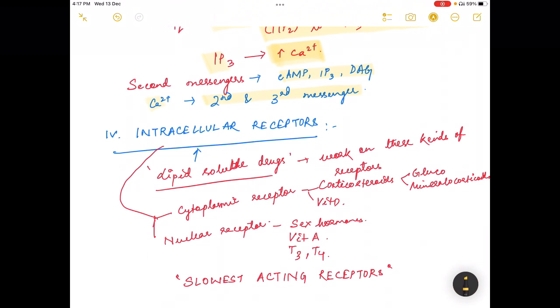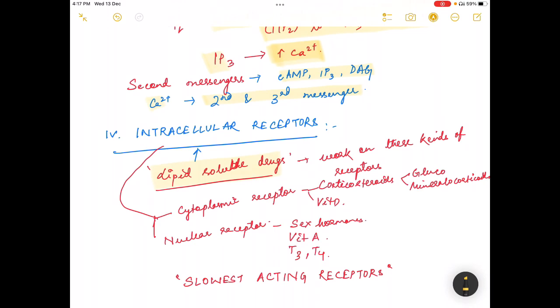The fourth category of receptors are the intracellular receptors. As the name suggests, these receptors are located inside of the cell, and for a drug to act inside the cell, the drug has to cross the cell membrane and enter the cell, so this drug has to be lipid soluble. So only lipid soluble drugs work on this kind of receptor.